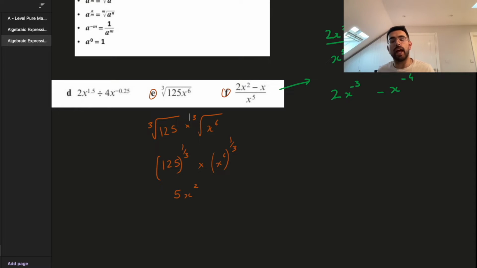Now remember, it's not compulsory, but this can be written as 2 over x cubed minus 1 over x to the 4th. It's exactly the same thing. Okay, let's move on.